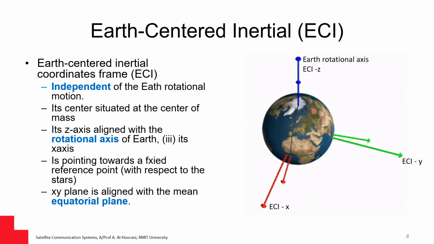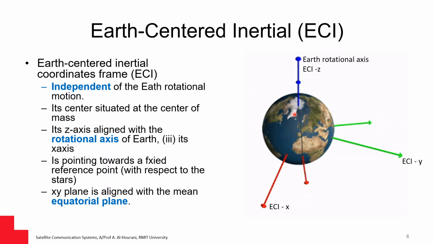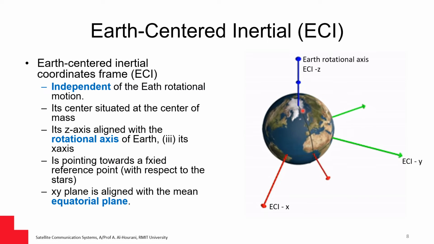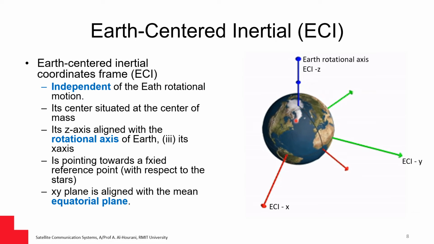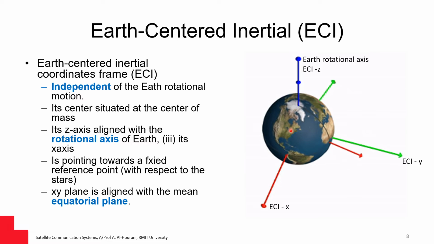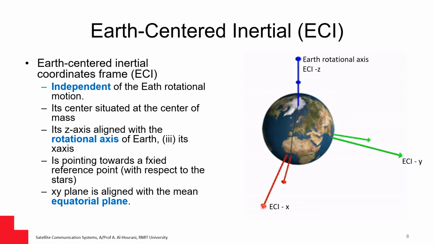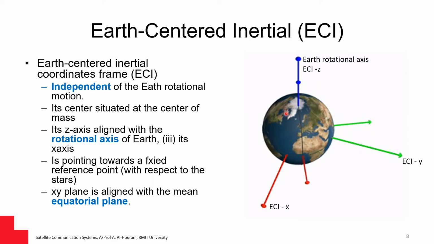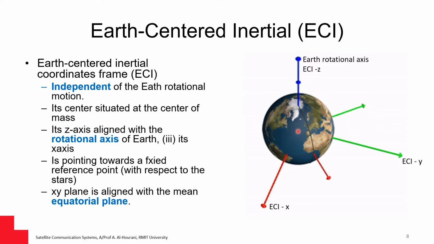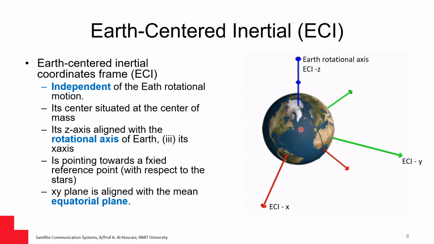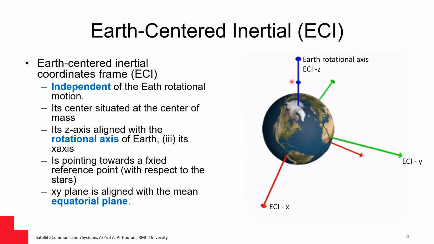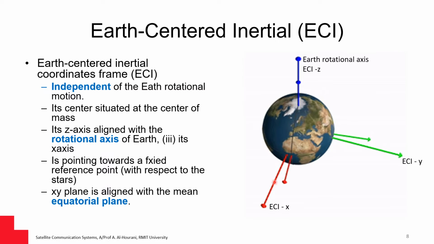The figure on the right side shows both the ECI and the ECEF coordinate systems. So now, as an observer, we are fixed with respect to the ECI frame. So here's the ECI, and the ECI frame is fixed with respect to far stars. Okay, now let's see where these axes of the ECI are pointing.